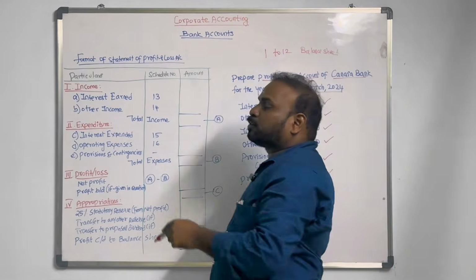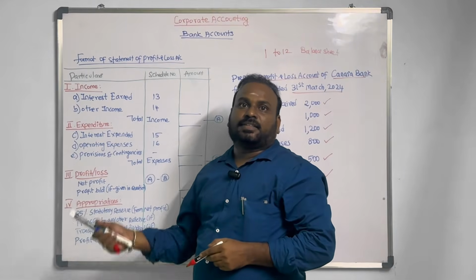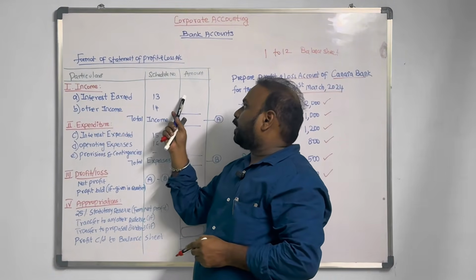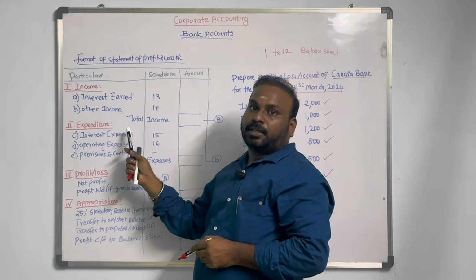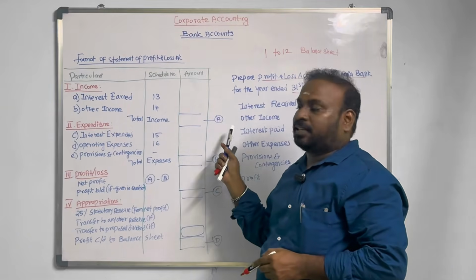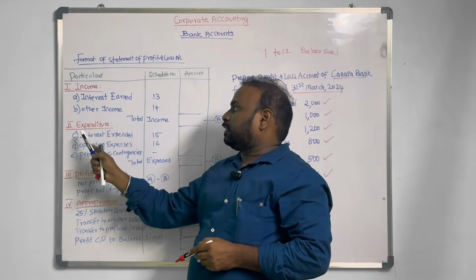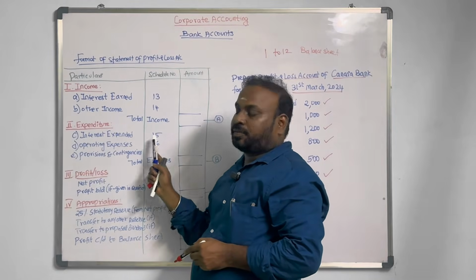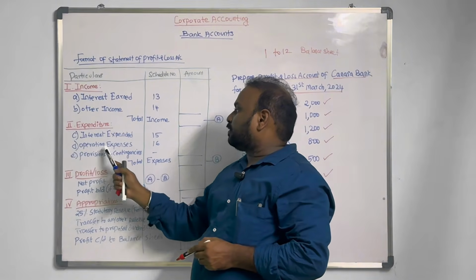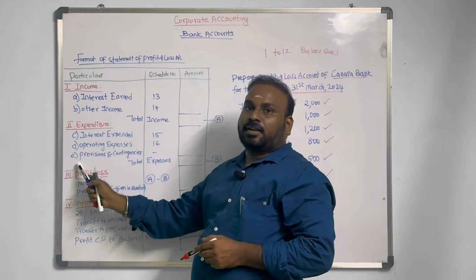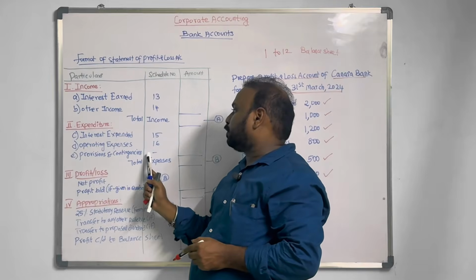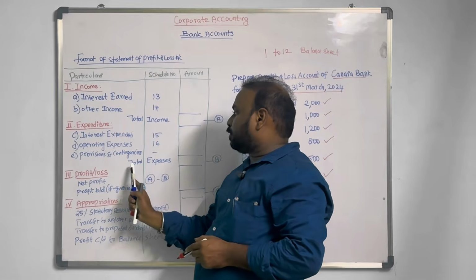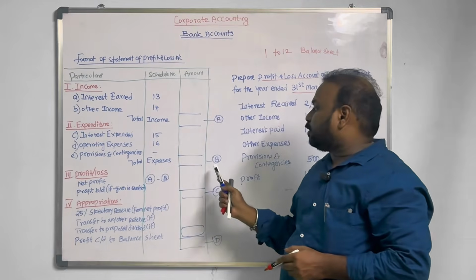Roman letter 1 has 2 headings. A, interest earned, schedule number 13. Second one, other income, schedule number 14. We add 13 and 14 and get total income, denoted as A. Then Roman letter 2, expenditure, has 3 subdivisions: interest expended, schedule number 15; operating expenses, schedule number 16; and provisions and contingency, with no schedule number. We add 15 plus 16 plus provisions and contingency, and get total expenses, denoted as B.